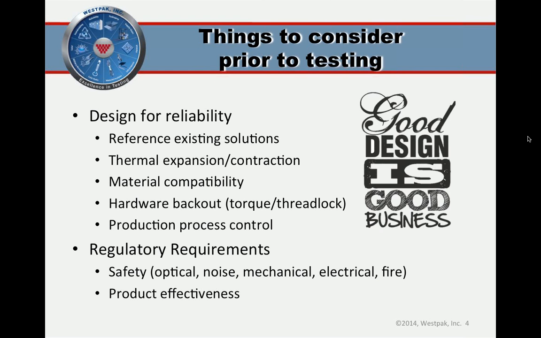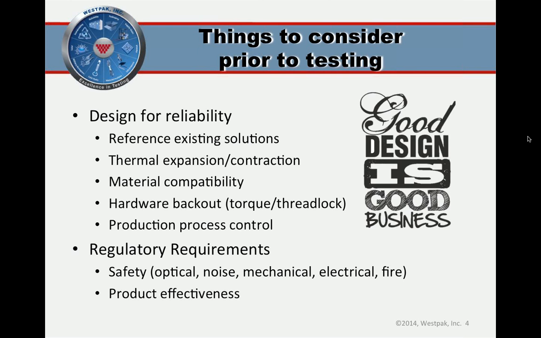with corrosion in humid and corrosive atmospheres like salt fog. Think about hardware backout, so think about having torque specs for everything, or using thread lock or nylock nuts. Oftentimes we see things coming apart in vibration or other mechanical inputs. And think about production process control.